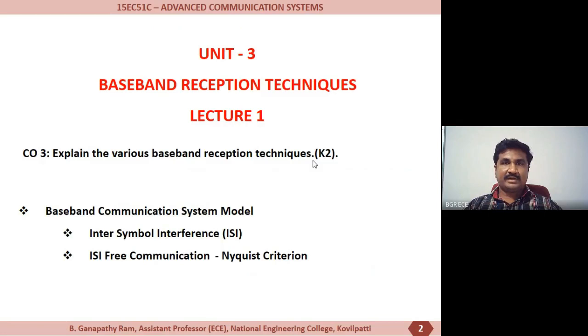In this session, we are going to discuss the baseband reception techniques. This is Unit 3. In the previous two units, we have discussed the waveform encoding schemes in Unit 1 and channel encoding schemes and line encoding schemes in Unit 2.